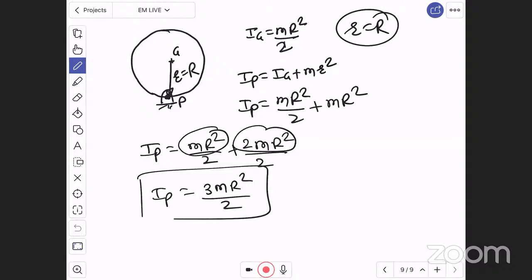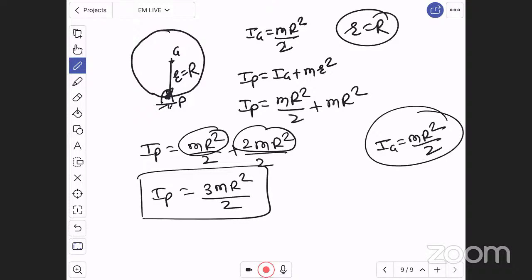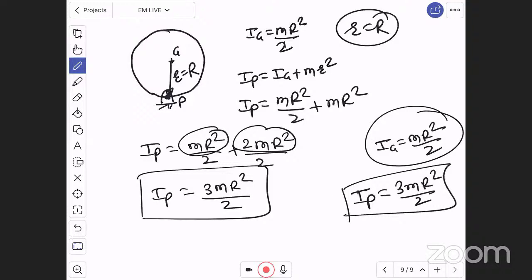For a solid disk at the center, I is mr square by 2. But on the circumference, IP is 3 mr square by 2. Learn this because it is going to come in numericals, children. In numericals, this concept will come. So learn this concept, right.